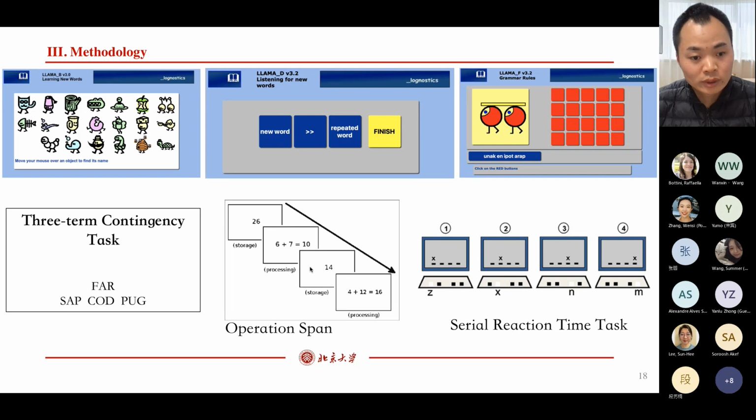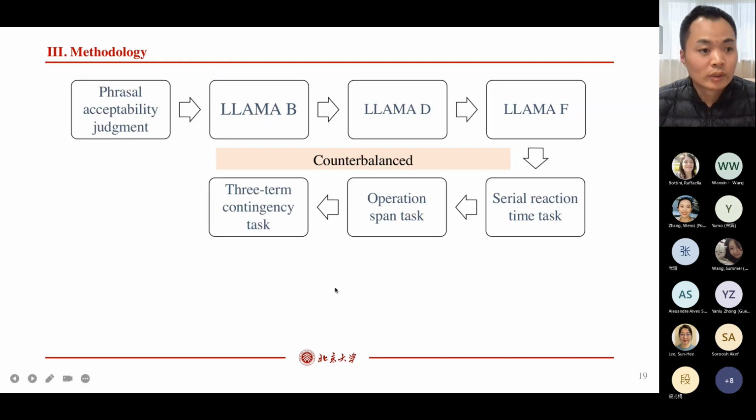This task is a dual task. You're going to compute mathematics, and you are also going to memorize the words, the digits, which are inserted between different mathematical computations. So this is a working memory span task. And here we also use the serial reaction time task, which is thought to be an implicit aptitude task.